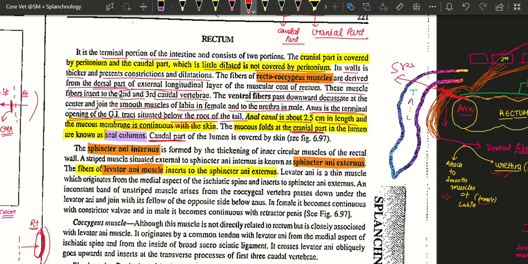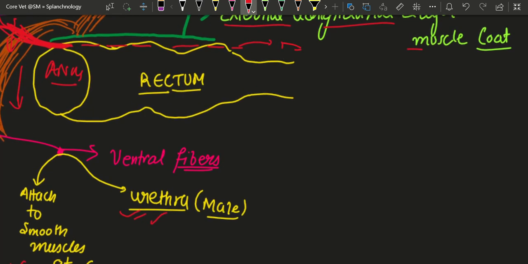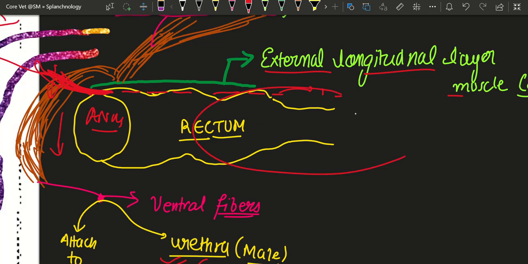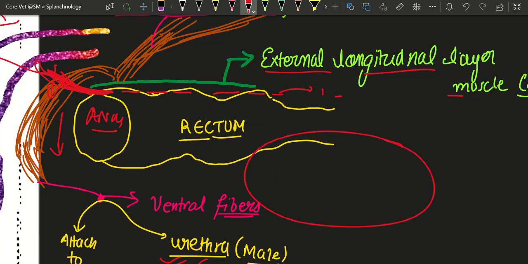And the mucous folds of the cranial part in the lumen are known as the anal columns, and the caudal part is covered with the skin. So this is the cranial region. Okay, this is the cranial region, right? This is the cranial region, and here would be the what? The anal column, right? In the cranial part.